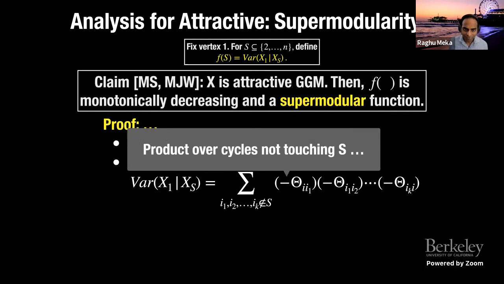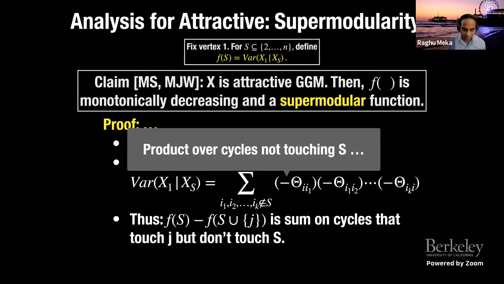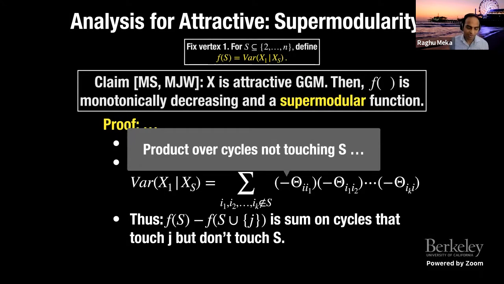And if the model is attractive, then each theta ij is negative. So negative theta ij is positive. So you're adding a bunch of positive numbers here. So the difference between f of s and f of s union j is the sum on cycles that touch the vertex j but don't touch the set S.